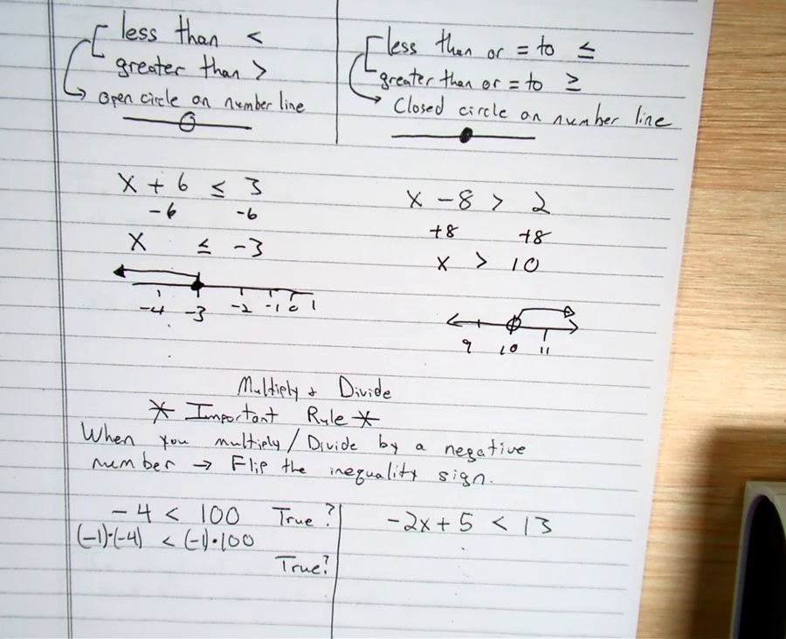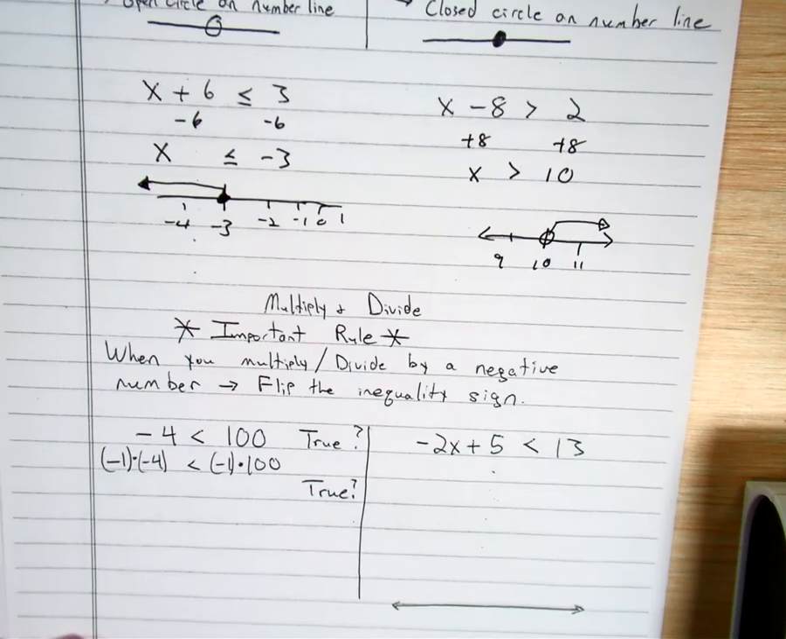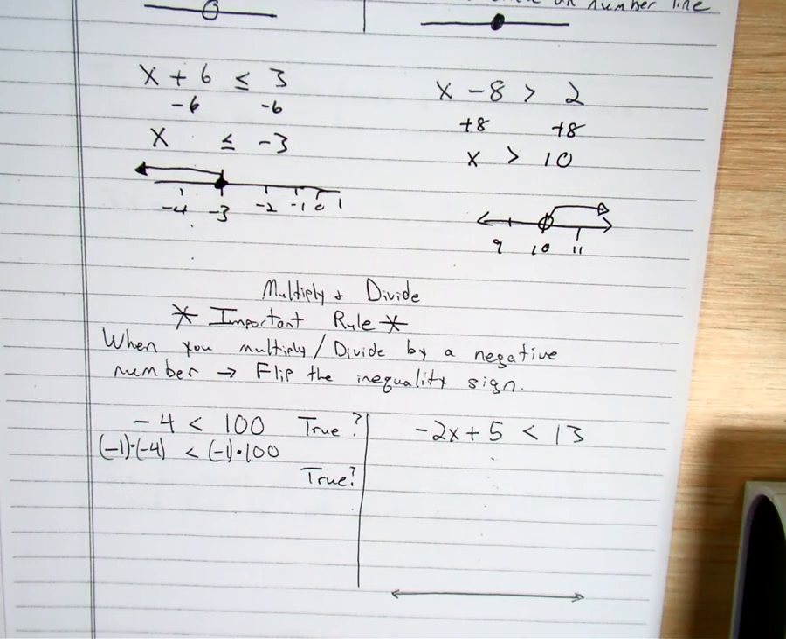Okay, important rule for multiplying and dividing. You probably know it already. Okay, important rule. When you multiply or divide by a negative number, you need to remember to flip the inequality sign.